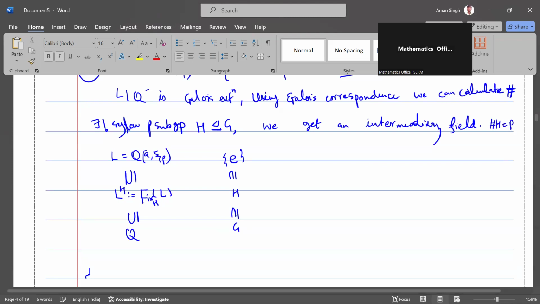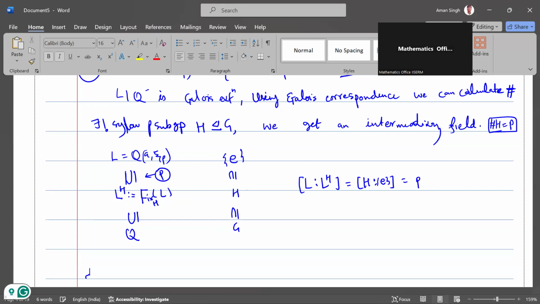I'm writing all again and again, so please bear with me. This is our degree P extension. Here we have H, that is L over LH. This extension is equal to H with the trivial subgroup, this quotient, which is equal to P. This extension is a prime extension, so no intermediary fields in between can exist.